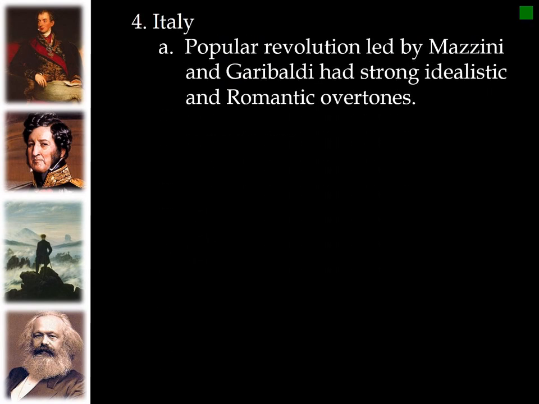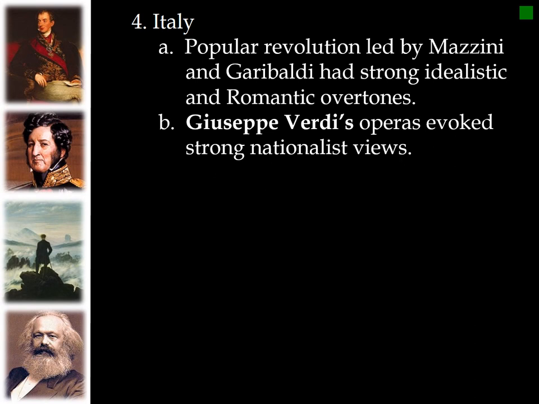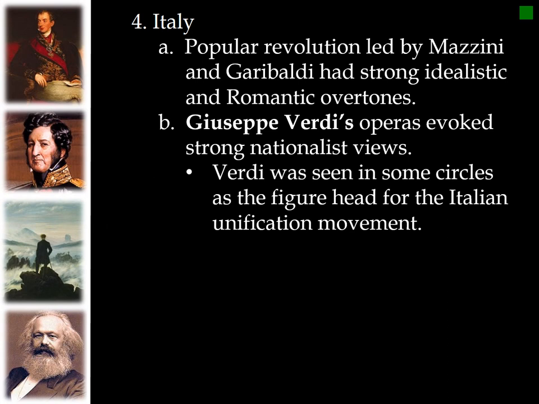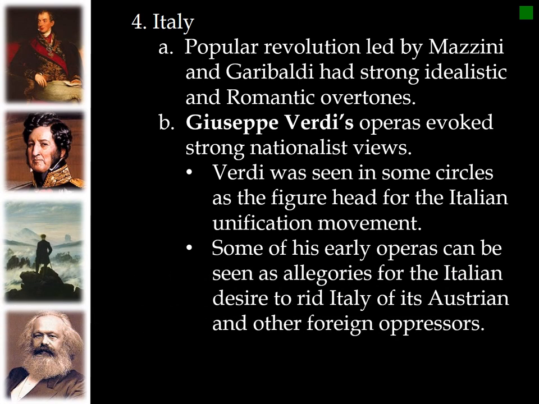In Italy, popular revolution led by Mazzini and Garibaldi, which we'll talk more specifically about later, had strong idealistic and romantic overtones. Giuseppe Verdi's operas evoked strong nationalistic views. Verdi was seen in some circles as the figurehead for the Italian unification movement. Some of his early operas can be seen as allegories for the Italian desire to rid Italy of its Austrian and other foreign oppressors.